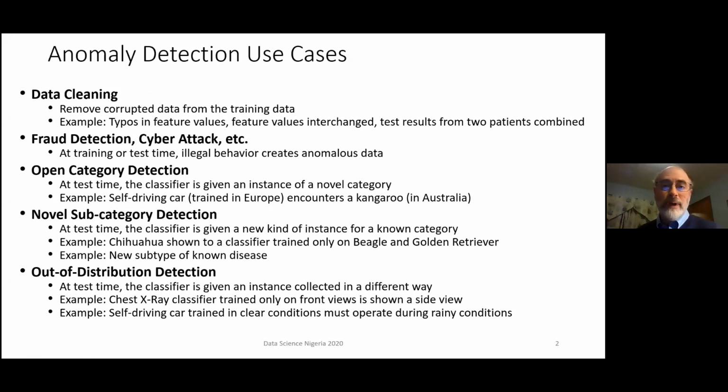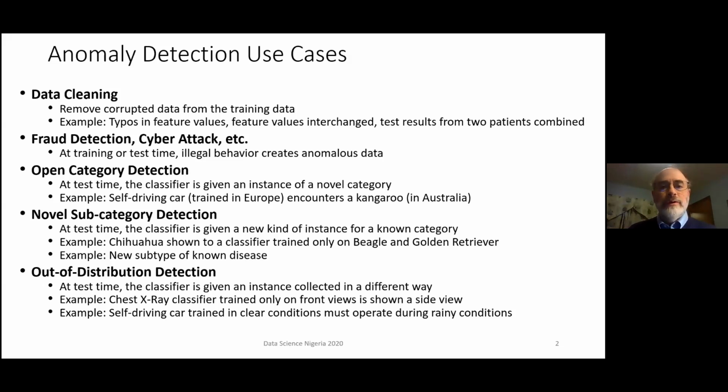I thought I should start by talking about the various use cases for anomaly detection, because if we think about machine learning over the years, most of the focus has been on prediction, on classification problems, on regression problems, and relatively little attention has been given to anomaly detection. It's often a form of unsupervised learning, or maybe semi-supervised, and so that of course means it's more difficult in some ways than classification and regression.